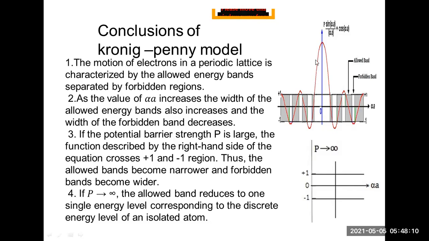You can see that on the x-axis we have taken the angle, alpha a. On the y-axis we have taken P sin alpha a by alpha a plus cos alpha a, from equation number 3, the third equation in the previous discussion. The angle is taken on the x-axis, and whatever remains on the RHS we have taken on the y-axis. You can see the values of cos and sine are given by +1 to -1.